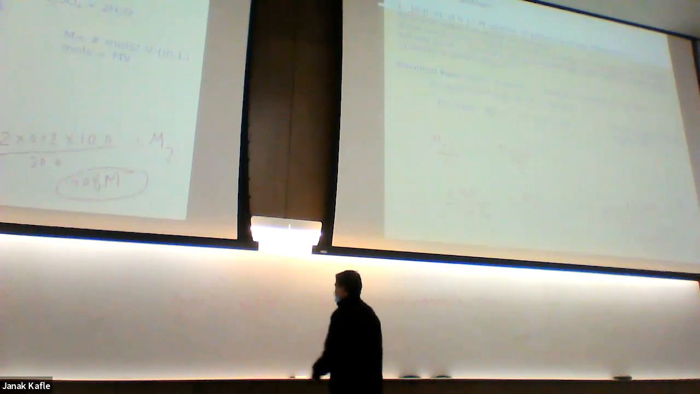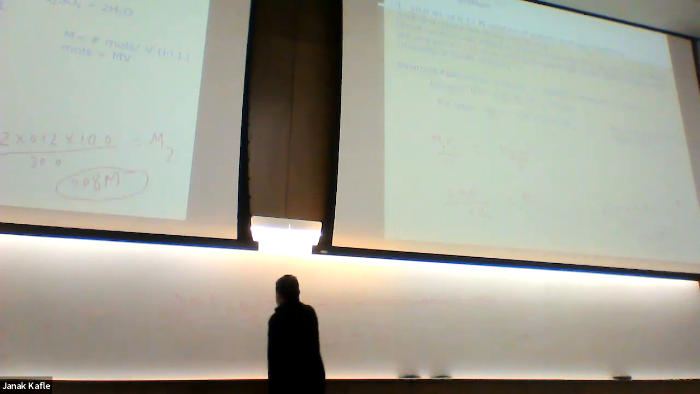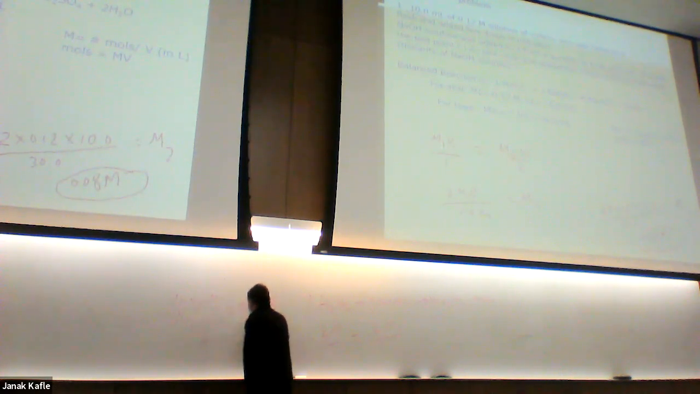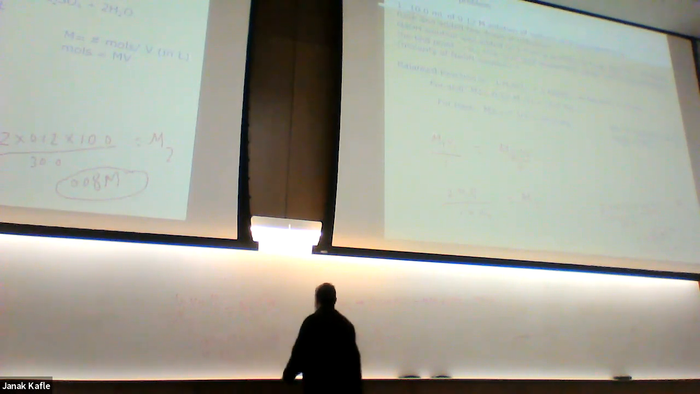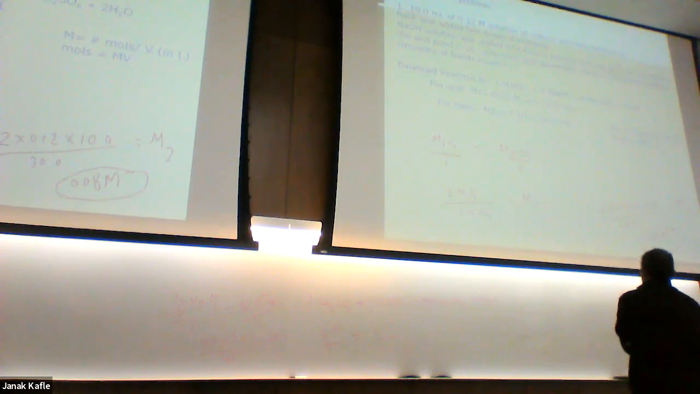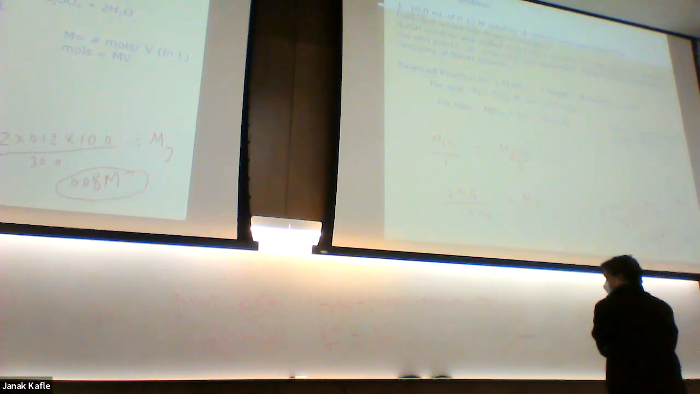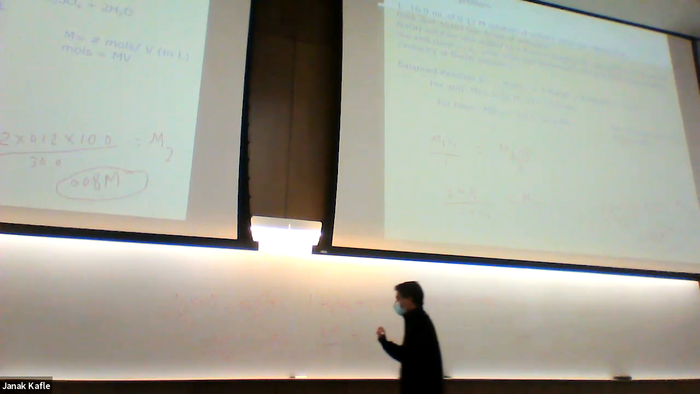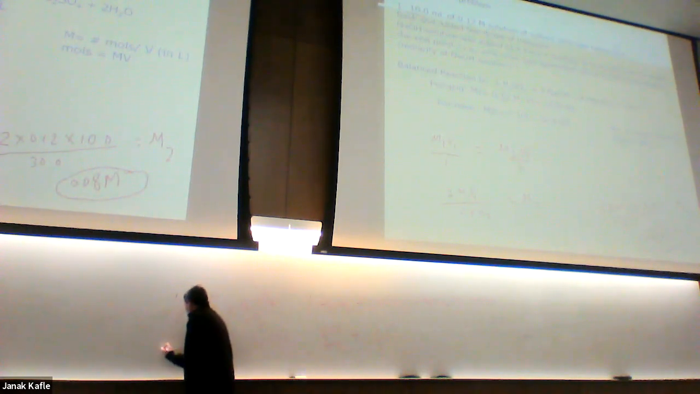So 2 goes this way. 10 multiplied by 0.12 multiplied by this 2 goes this way, and 30 goes down here, and that is equal to M2. So what is the molarity? That comes to 2 multiplied by 0.12 multiplied by 10 divided by 30, which gives me 0.08 molar. So 0.08 molar.